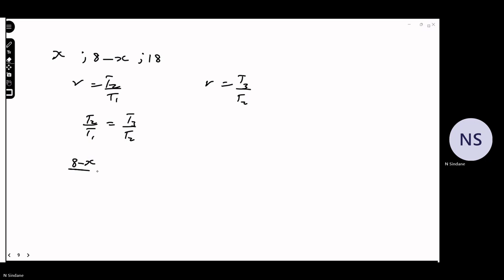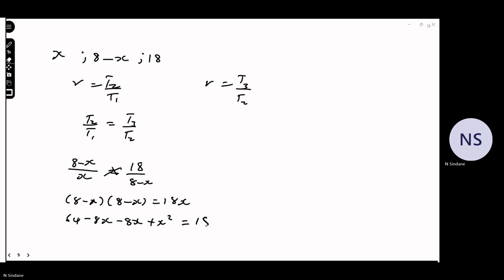Then substitute. What is term number 2? It is 8 minus x over x. This is equal to, what is term number 3? It is 18 over term number 2, 8 minus x. Then you cross multiply. This will be 8 minus x times 8 minus x equals 18x. Then this is 64 minus 8x minus 8x plus x squared, equals 18x. And then 64 minus 16x plus x squared.